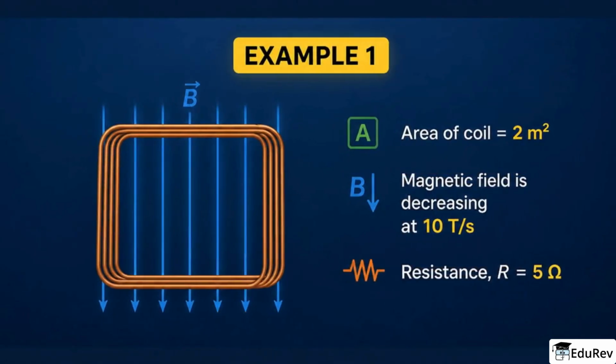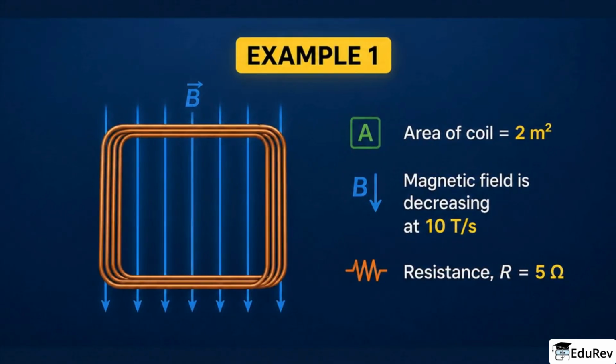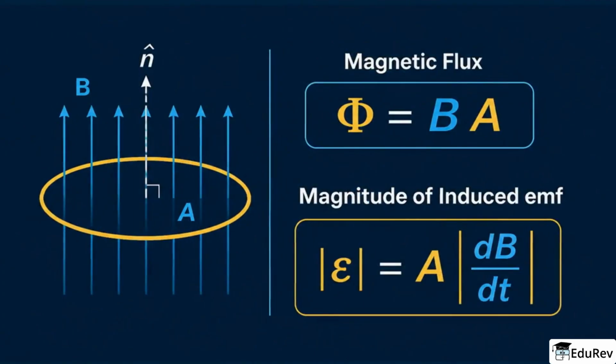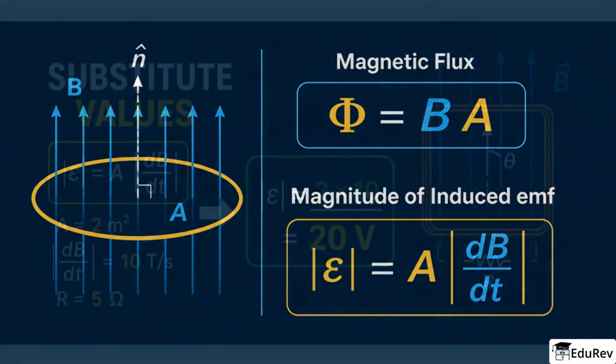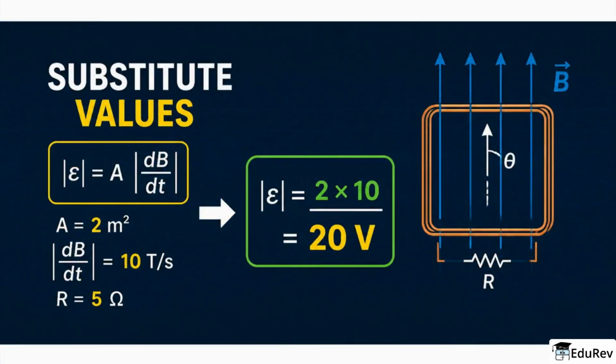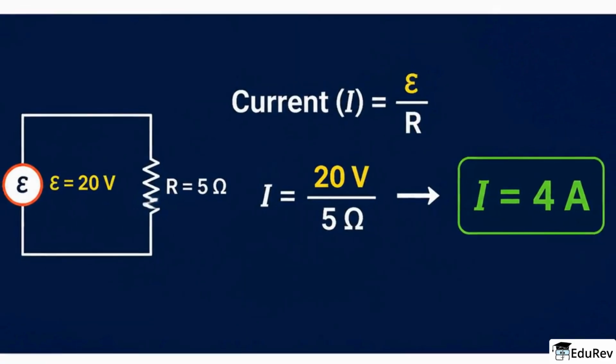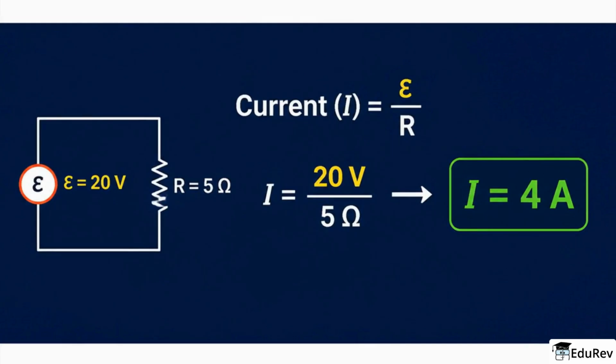Example number 1. A coil of area 2 square meters sits in a magnetic field that is decreasing at 10 Tesla per second, and the coil resistance is 5 ohms. The magnetic flux is phi equals B times A. So the magnitude of induced EMF equals A times absolute value of dB by dt. Substitute values. EMF magnitude equals 2 times 10, that is 20 volts. Current magnitude equals EMF divided by resistance. So current equals 20 divided by 5, which gives 4 amperes.